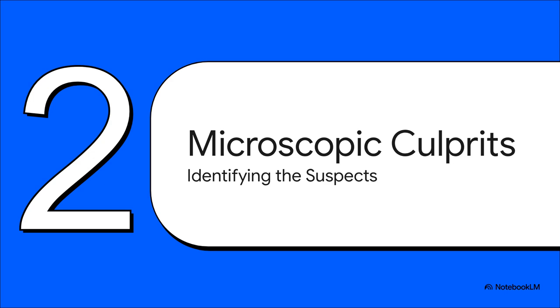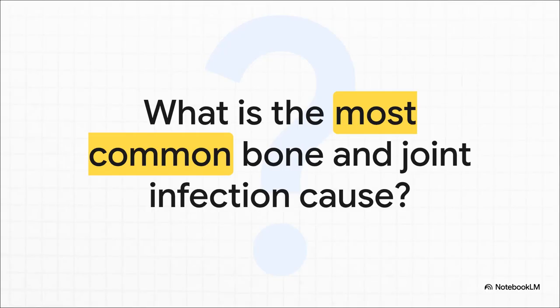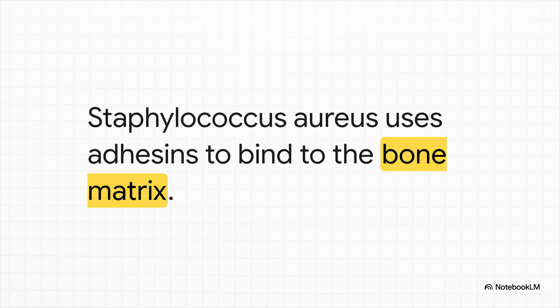Section 2, identifying the usual suspects, the microscopic culprits. All right, once we have those deep biopsies, who exactly are we hunting? Here's a pivotal question for you. Which highly virulent pathogen is the most common overall cause of both bone and joint infections, meaning both osteomyelitis and septic arthritis across all age groups? It's Staphylococcus aureus, and there's a fascinating biological reason for its absolute dominance.